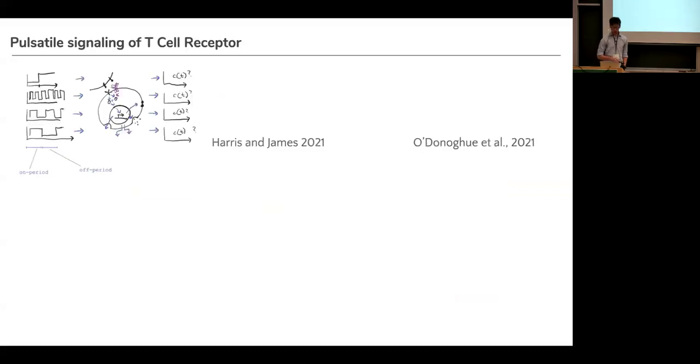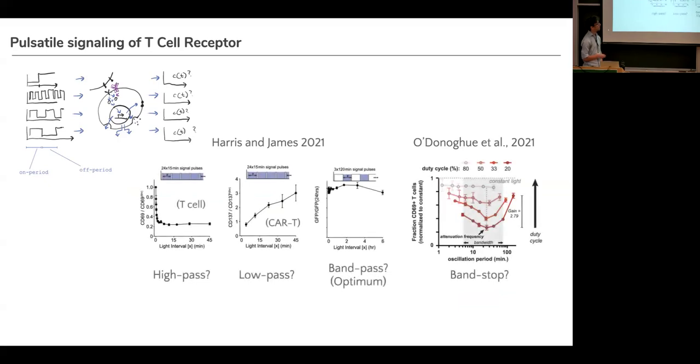Right. Okay, so people have asked the question of what happens when you do this to a T cell, and multiple groups have done this. So the idea again is that they vary the on period and the off period, or the overall period, and they measure some output. And what they see, as they vary the specific T cell type and the specific output being measured, is basically every qualitative possibility that you could imagine.